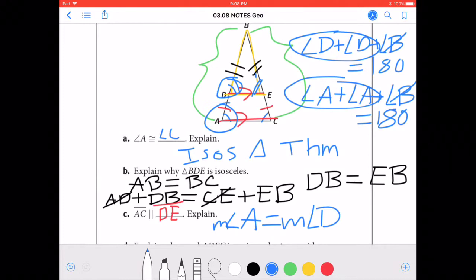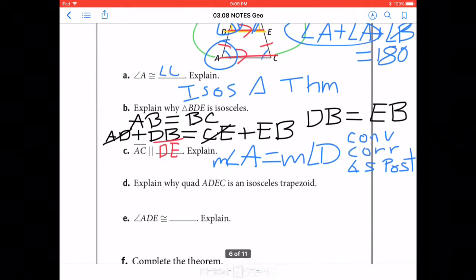We can use, technically, I'll try to write this very small, the converse of the corresponding angles postulate, which would prove that these two lines are parallel. So now that we know the two lines are parallel, we want to show that the quadrilateral ADEC, which is that bottom quadrilateral, is in fact an isosceles trapezoid.